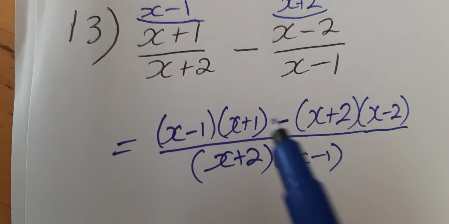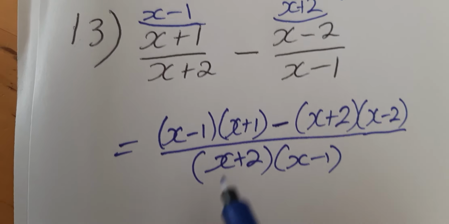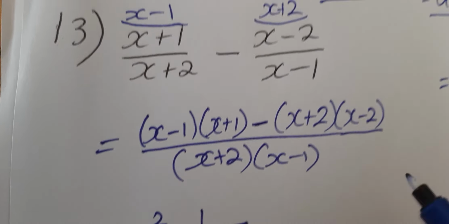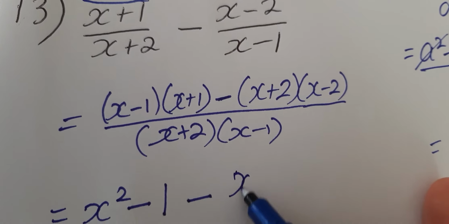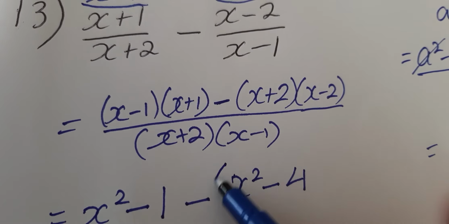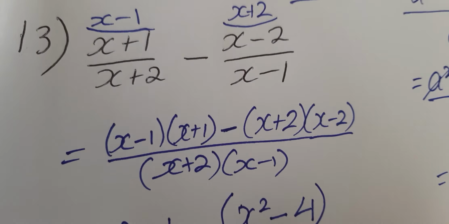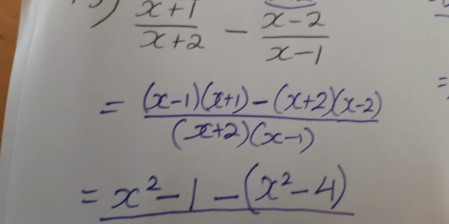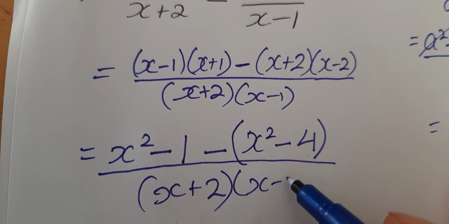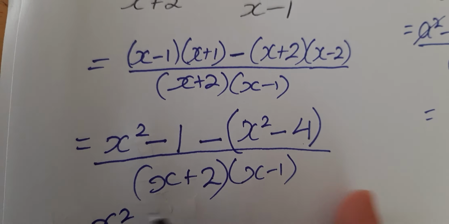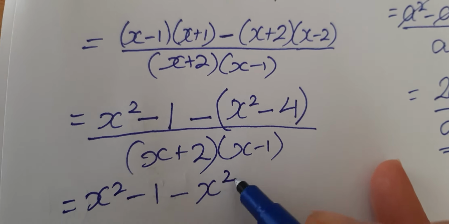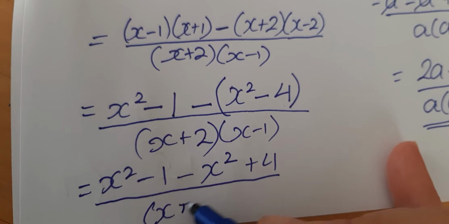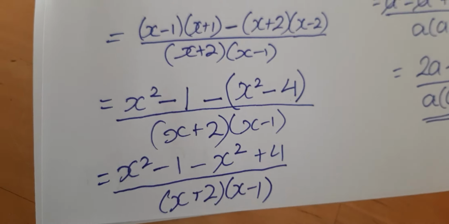This here we all know is a difference of two squares. We don't have to do them one by one. You can if you like. It will come to x squared minus 1 squared, which is 1, minus, and this one, if you multiply it out, will come to x squared minus 4. Don't forget to put that bracket there because there's a minus in the front, which will change these signs. All over x plus 2 times x minus 1, which is x squared minus 1 minus x squared plus 4 all over that denominator of x plus 2 x minus 1.